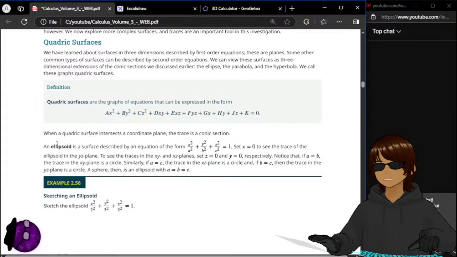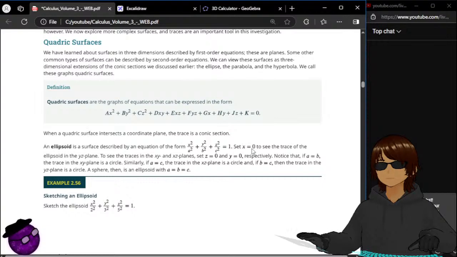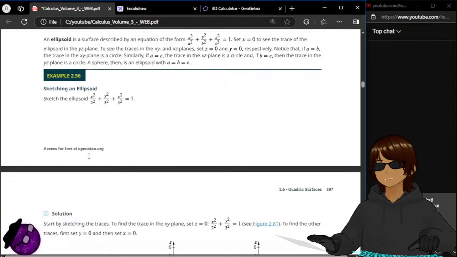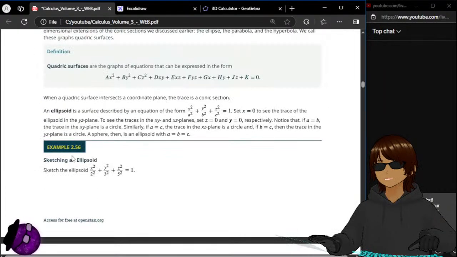An ellipsoid is a surface described by an equation of this form. Set x equal to 0 to see the trace of the ellipsoid in the yz plane, which gives an ellipse. To see traces in the xy and xz planes, set z equal to 0 and y equal to 0 respectively. Notice that if a is equal to b, the trace in the xy plane is a circle. Similarly, if a is equal to c, the trace in the xz plane is a circle.